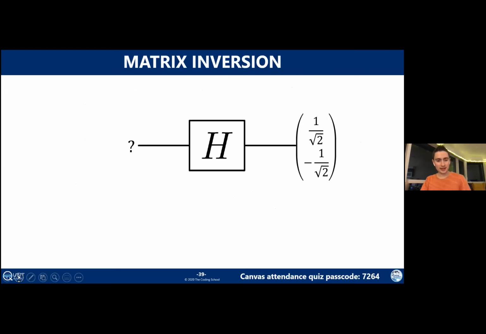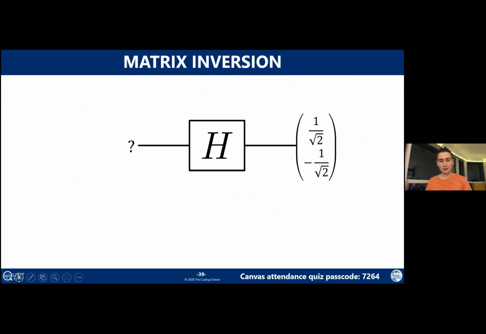All right, second optional topic is matrix inversion. So we've talked about, well, let's do a quick recap again. We've talked about how to mathematically represent qubits. We've talked about how to mathematically represent gates. We've talked about how to mathematically represent applying a gate to a qubit. And then we just talked about how to mathematically represent multiple gates in a row.